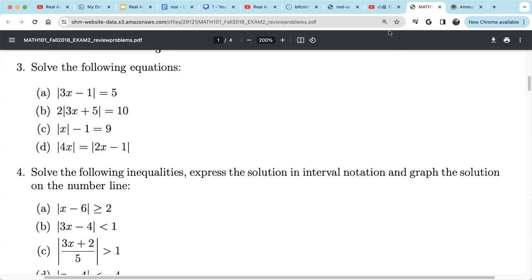Okay, let's keep going. So let's see question three. We'll solve those equations, those absolute value equations. Let's see eight. So let's recall the definition of absolute value.